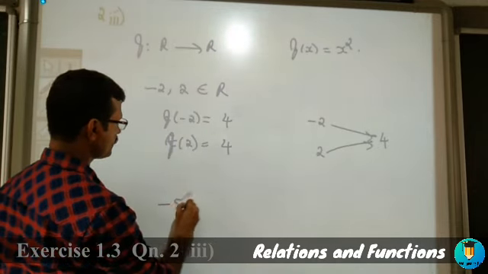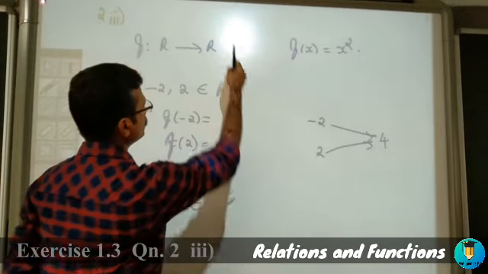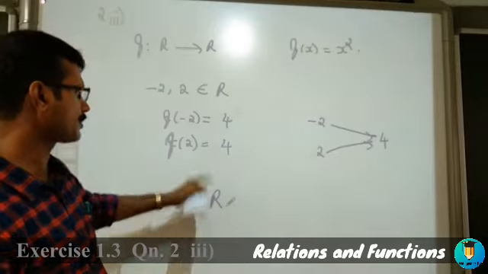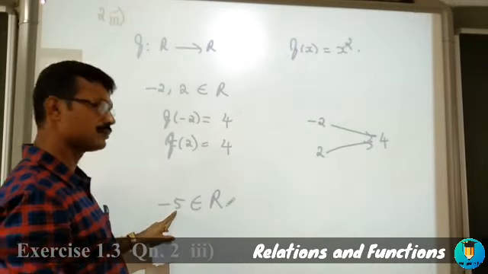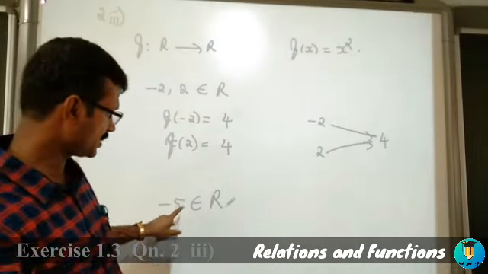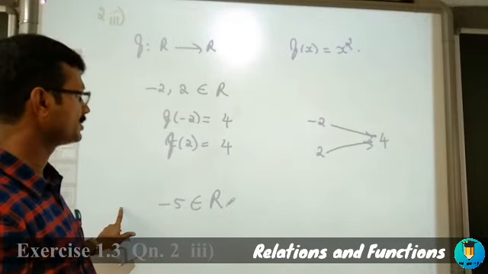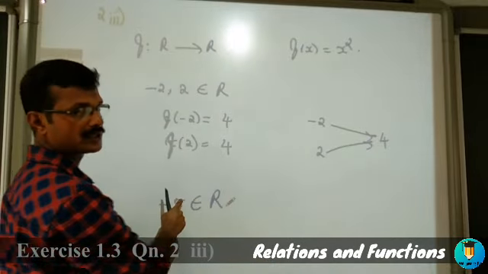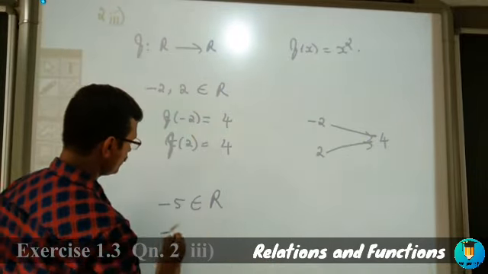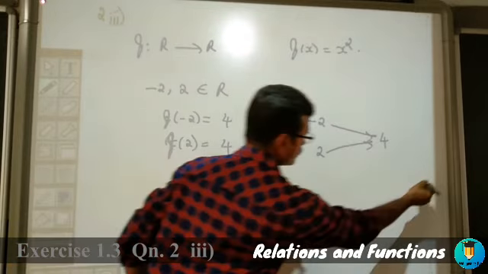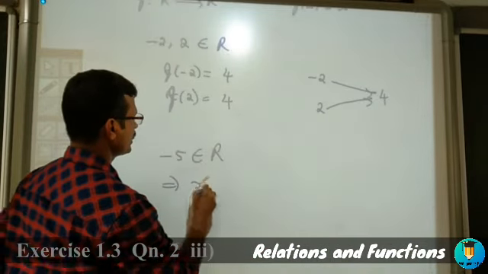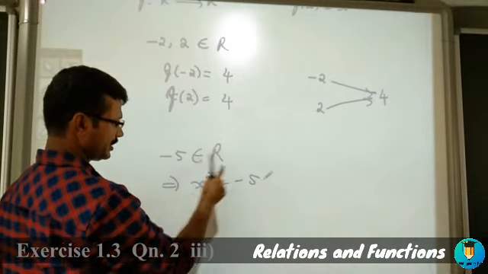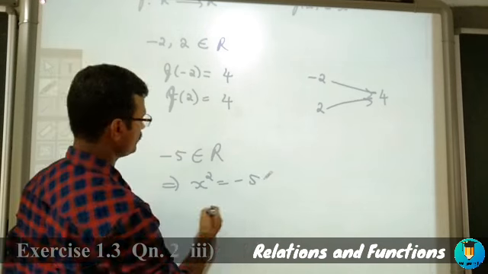I am taking -5 from R. We know -5 belongs to R, and it is from the codomain. Now, if it is surjective, this one should have a pre-image. Since it is from the codomain, this implies x square is equal to -5. That is why elements should be of this form.